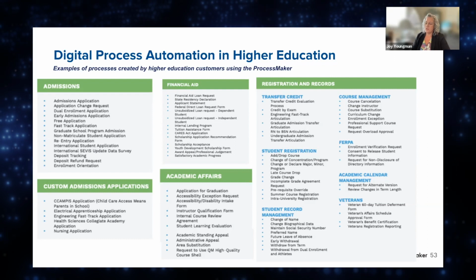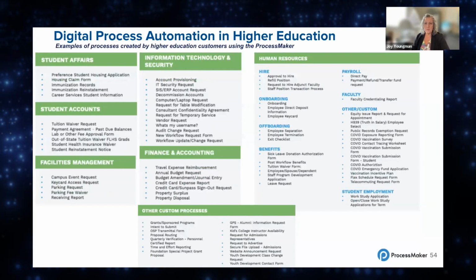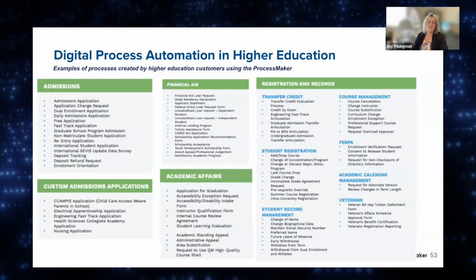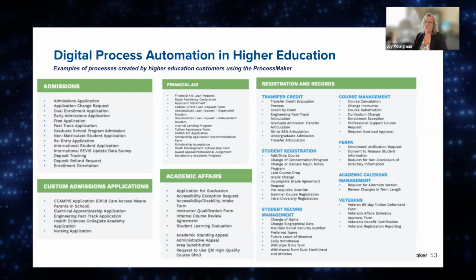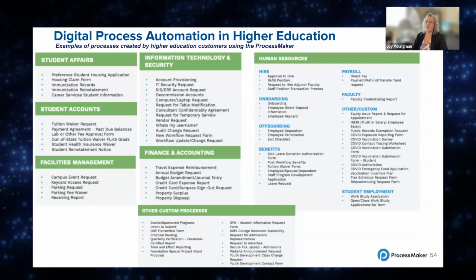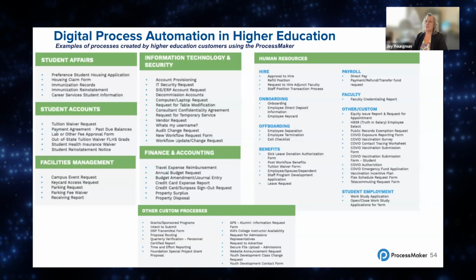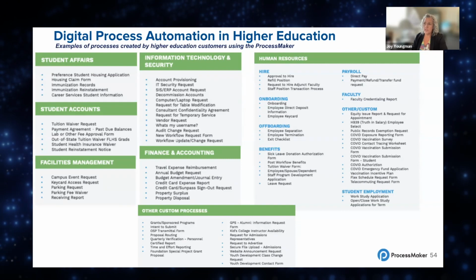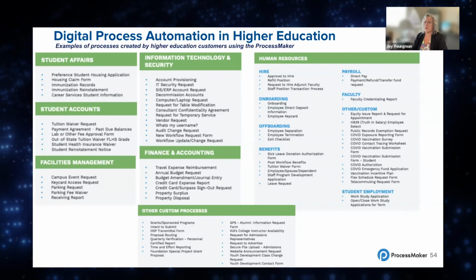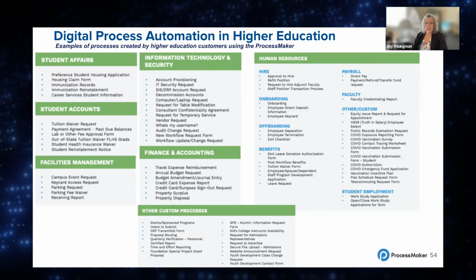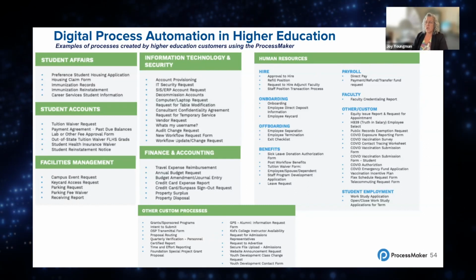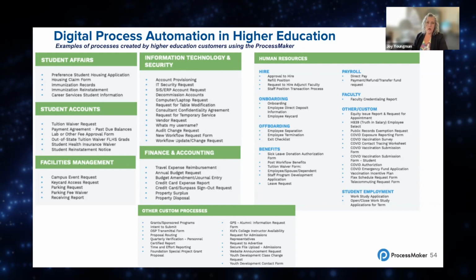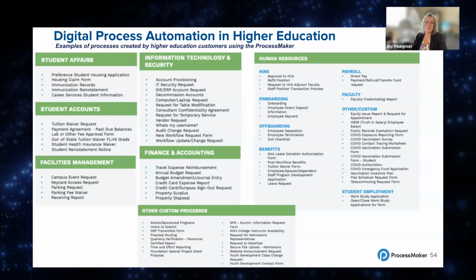This is a two-page, front and back document that goes through admissions, financial aid, academic affairs, registration and records, student affairs, student accounts, facilities management, information technology and security, finance and accounting, human resources, and all kinds of other custom programs like grants and foundations and applications for various custom programs that an institution has. These are things that are built on our process automation platform by our customers today.